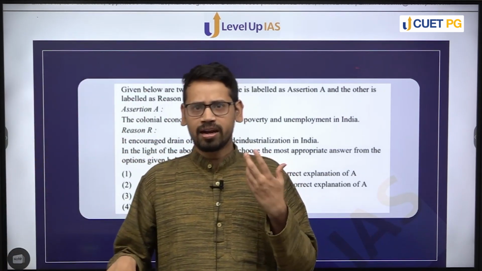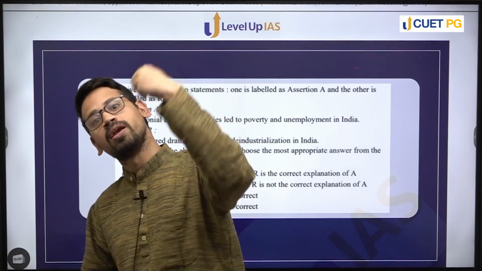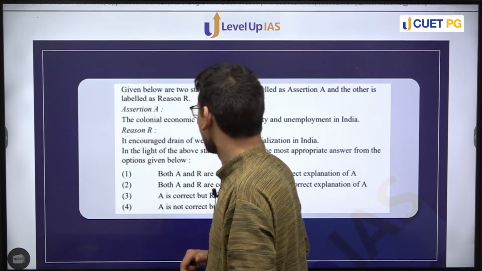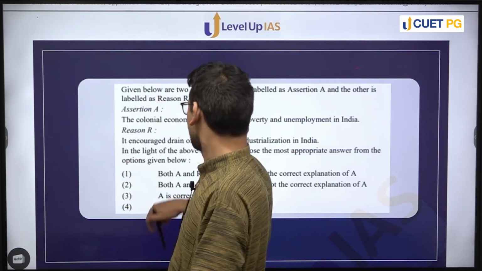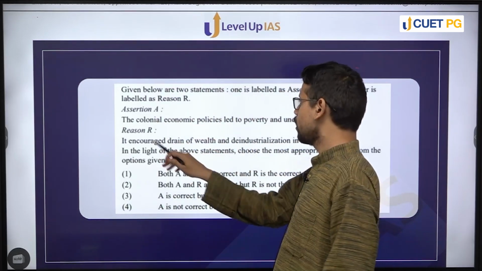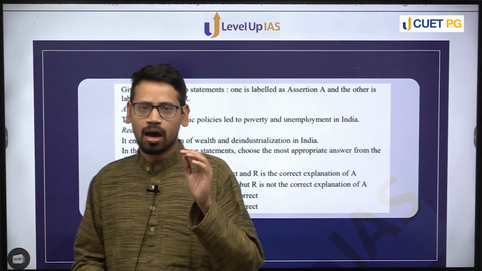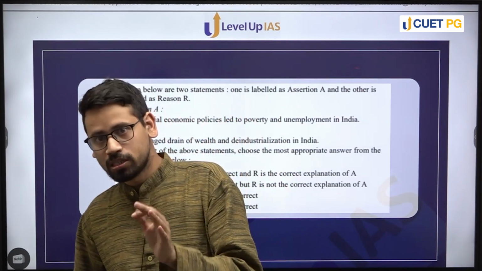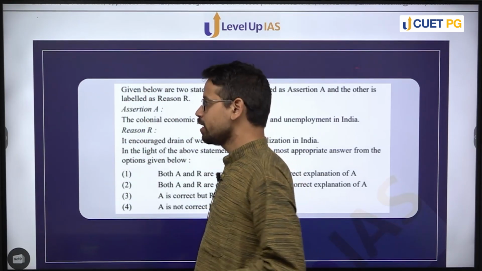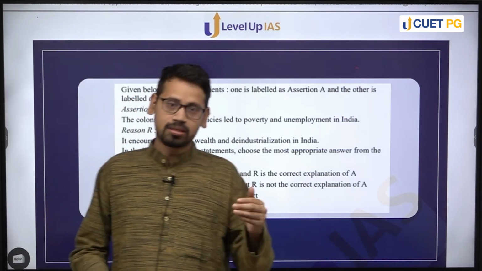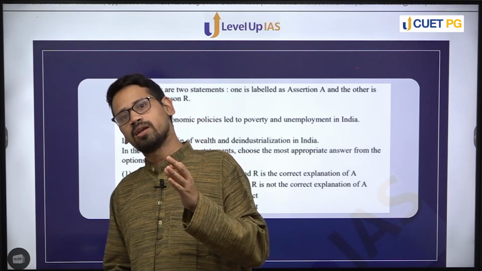And there was severe attempt by the Britishers to acquire and appropriate the profit that was generated from India to be utilized in London, right? In Britain, right? So a lot of corruption was involved in this process. So the reason is giving that it encouraged drain of wealth and deindustrialization in India. So deindustrialization and drain of wealth are seen as the possible causation, possible factors, possible reasons for the unemployment and poverty in India, right? So how is the drain of wealth and deindustrialization responsible for poverty and unemployment?